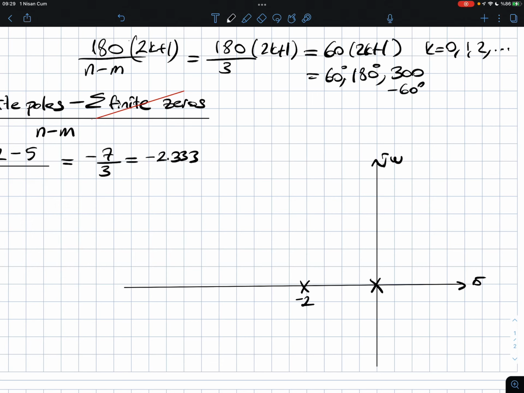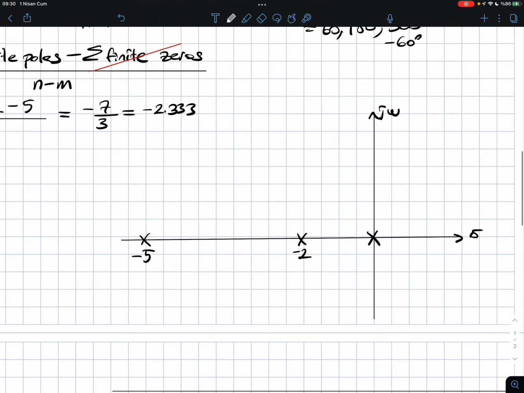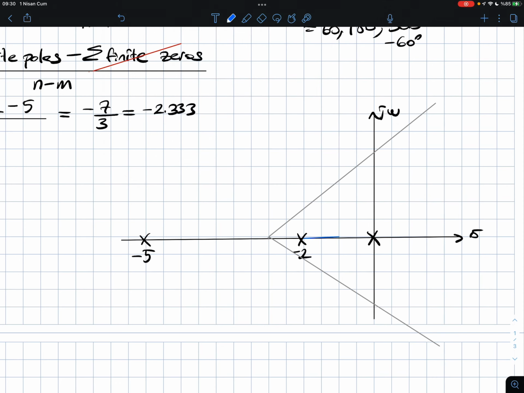So 2, 3, 4, somewhere here, minus 5. And let me change color. The intersection point is somewhere around here. Then we would have a 60 degree angle here, and then another one here somewhere. And 180, of course, is the real axis here. So the root locus plot would look roughly like this. And then this one goes left, so this and this.